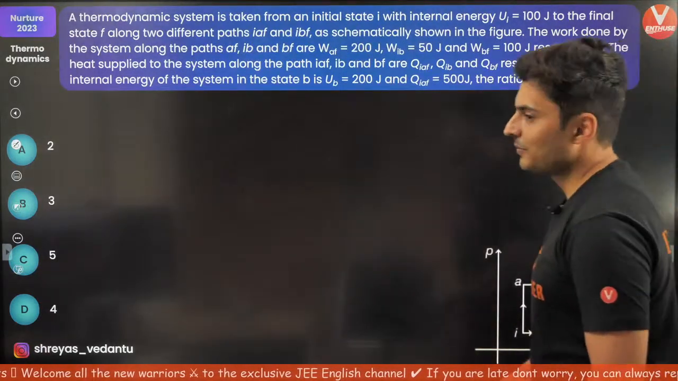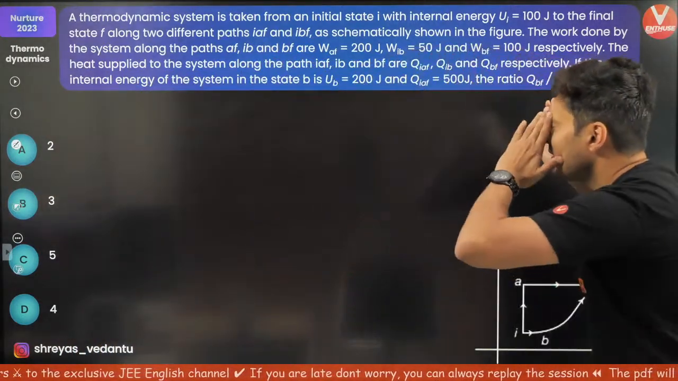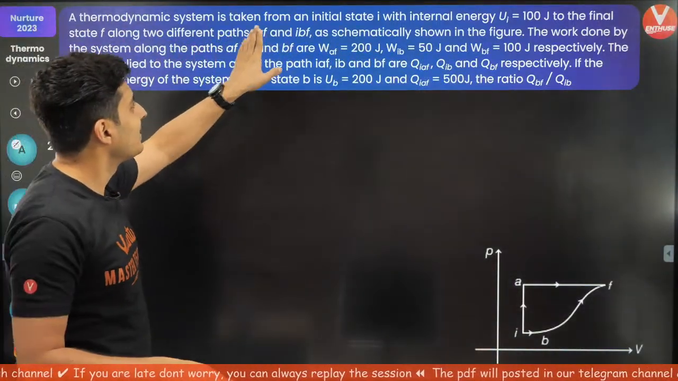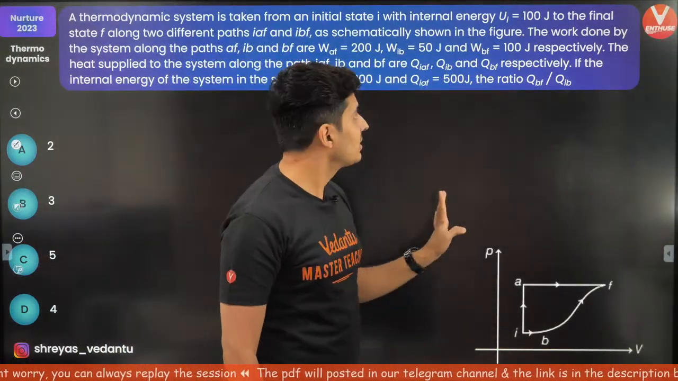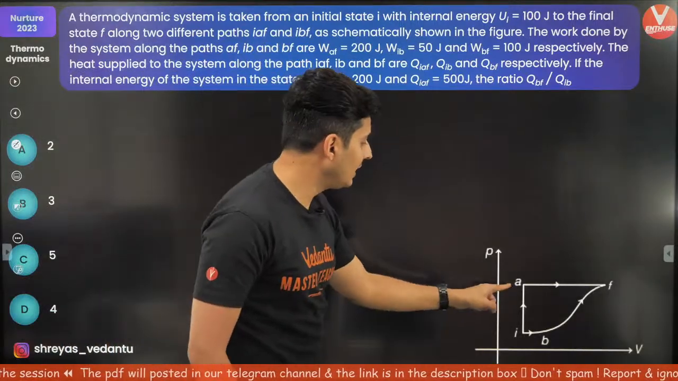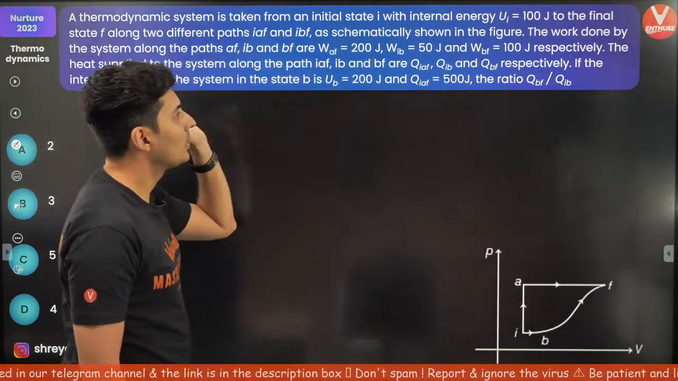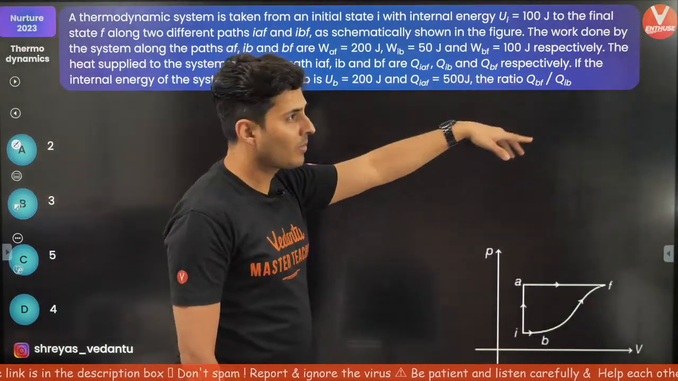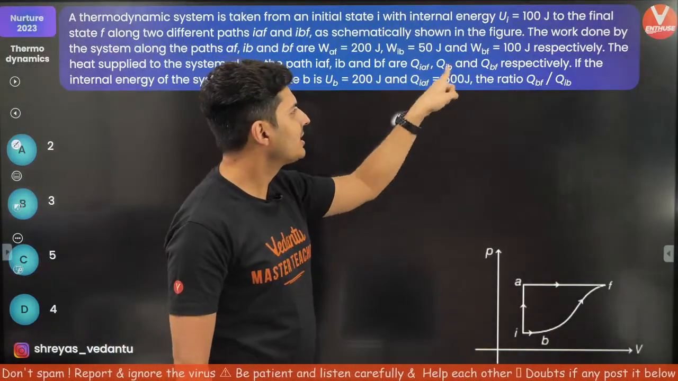So here is the next question coming up on your screen. Okay, here it is. This is a brilliant question. You're going to enjoy this. A thermodynamic system is taken from initial state, internal energy 100 joules, to the final state right over there. Read it. Two different paths, IAF and IBF. Point B is here, F, as shown. Work done along the paths AB, IB and BF. Everything is given. And also the heat supplied along the paths IAF, IB, BF is marked right over here.